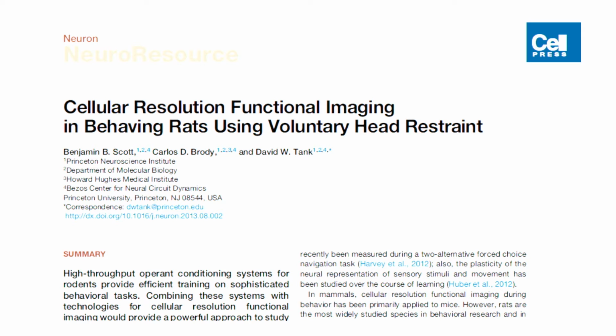And they trained rats to self head fix, and they were doing cellular imaging in the rat visual cortex and also somatosensory cortex. So we thought, well, we want to try this with mice, and the system they have is a huge, air table and the full system. But we wanted something really compact that we could bring to the animal room.